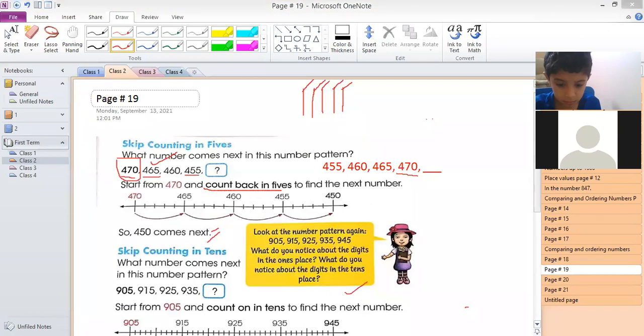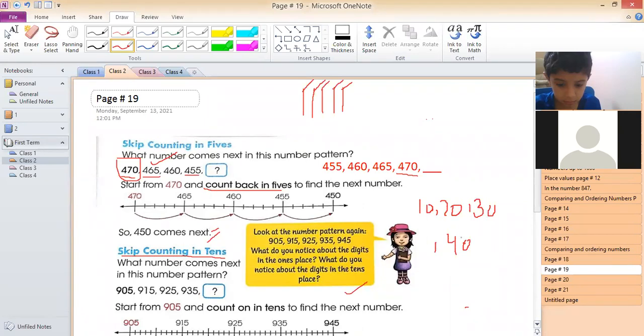Very good. Now, guys, let's come to the topic skip counting in tens. Skip counting in tens is also very easy, guys. You will count in tens. Let's take a quick, easy example. The easy example will be 10, 20, 30, 40, 50, 60, like this.